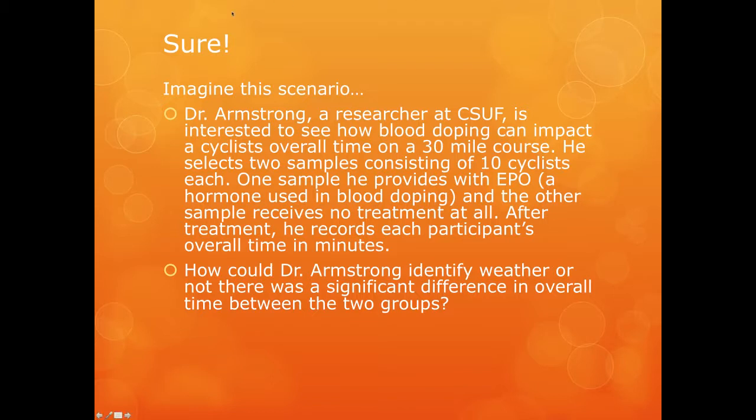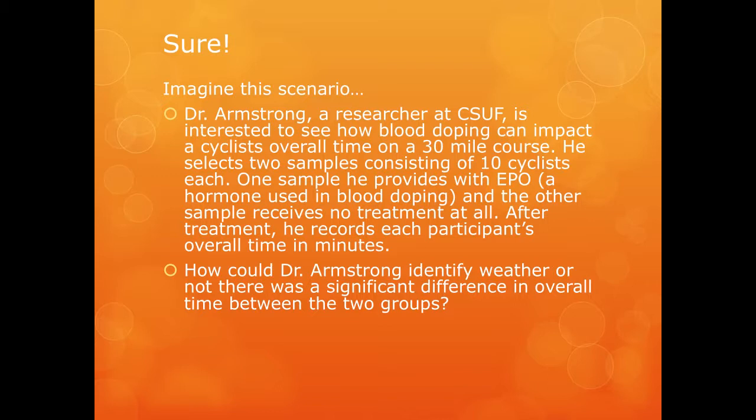So it says right here, if I can follow along with my mouse, Dr. Armstrong, a researcher at CSUF, is interested to see how blood doping can impact a cyclist's overall time on a 30-mile course. He selects two samples consisting of 10 cyclists each. One sample he provides with EPO, a hormone used in blood doping, and the other sample receives no treatment. So this is your placebo group. After treatment, he records each participant's overall time in minutes. And then the question is, how could Dr. Armstrong identify whether or not there was a significant difference in overall time between the two groups?